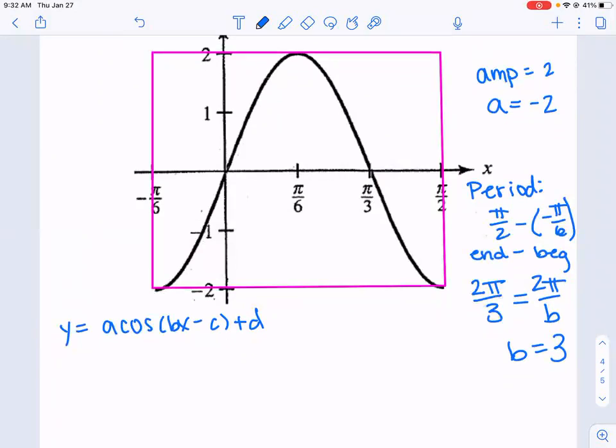Okay, so let's talk through that again. In order to find the horizontal distance of our frame, we took the end value, pi over 2, and subtracted the beginning value, negative pi over 6. Okay, pi over 2 minus negative pi over 6 gave us 2 pi over 3. So we set that equal to 2 pi over b. Anything in particular you want me to revisit there?